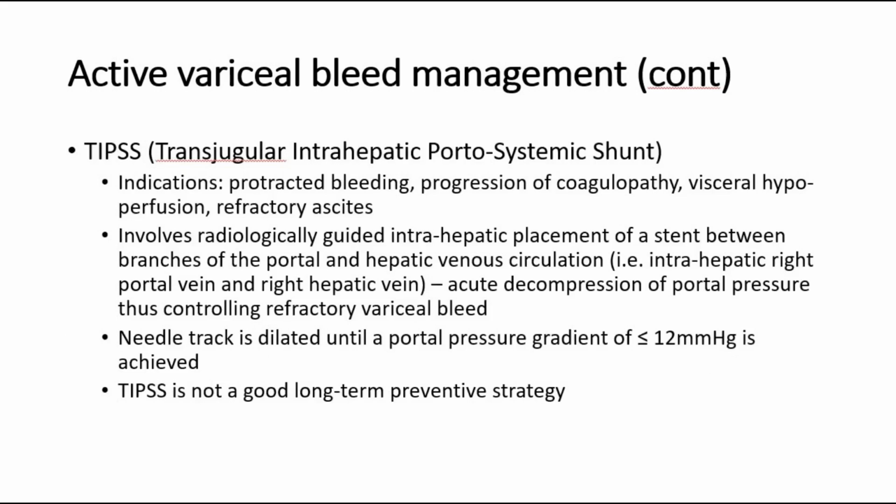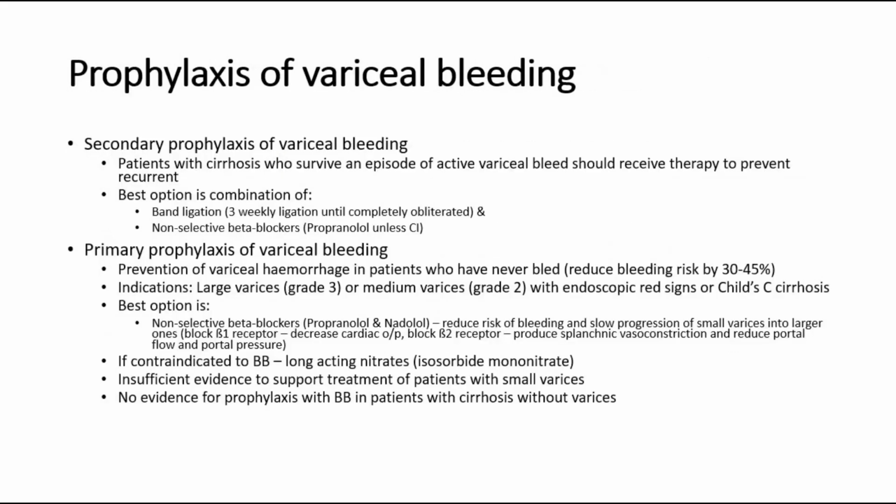TIPSS is transjugular intrahepatic portosystemic shunt. Indications are protracted bleeding, progression of coagulopathy, visceral hypoperfusion, refractory ascites. It involves radiologically guided intrahepatic placement of a stent between branches of the portal and hepatic venous circulation. Acute decompression of portal pressure, thus controlling refractory variceal bleed. However, TIPSS is not a good long-term preventive strategy.